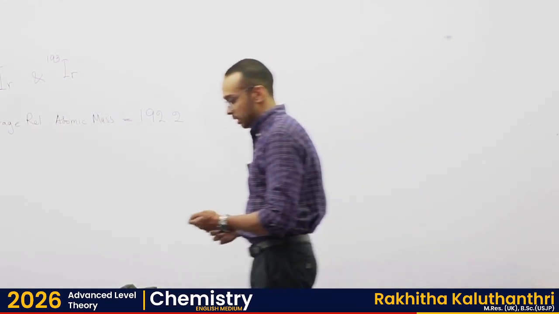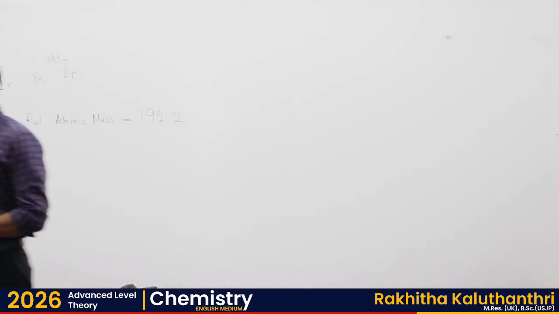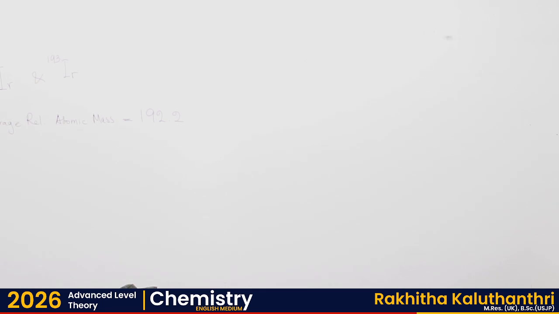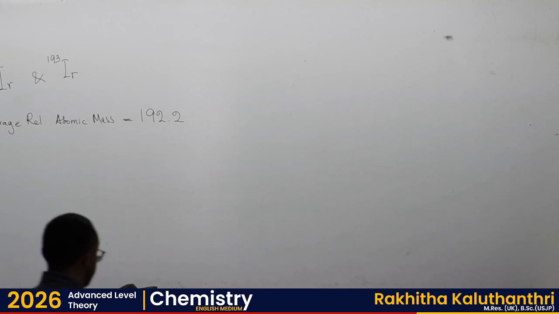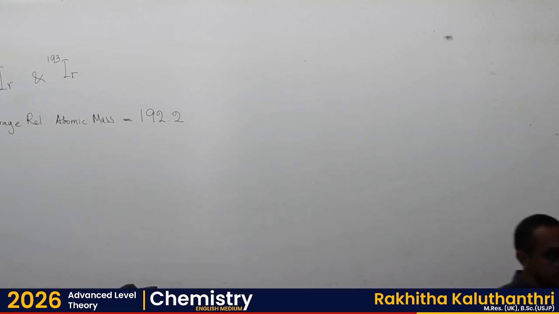Now your question is, find the abundances of the two isotopes. That's it. Do this question. All of the information you need are there. Don't look at anything else. Try to do this question now.